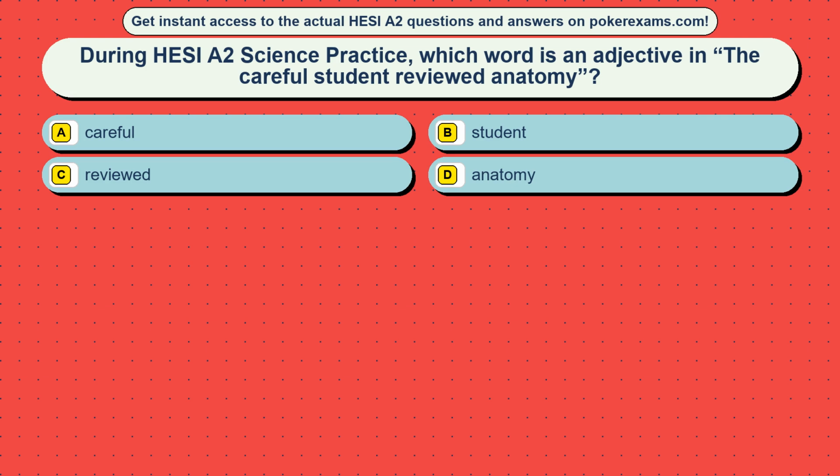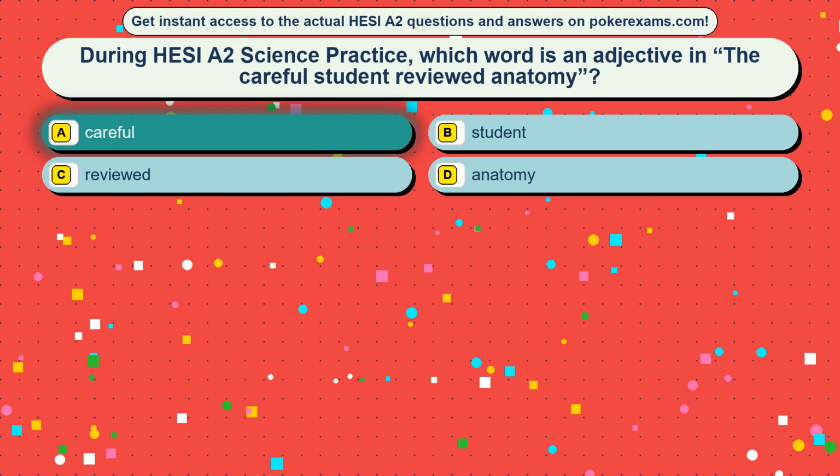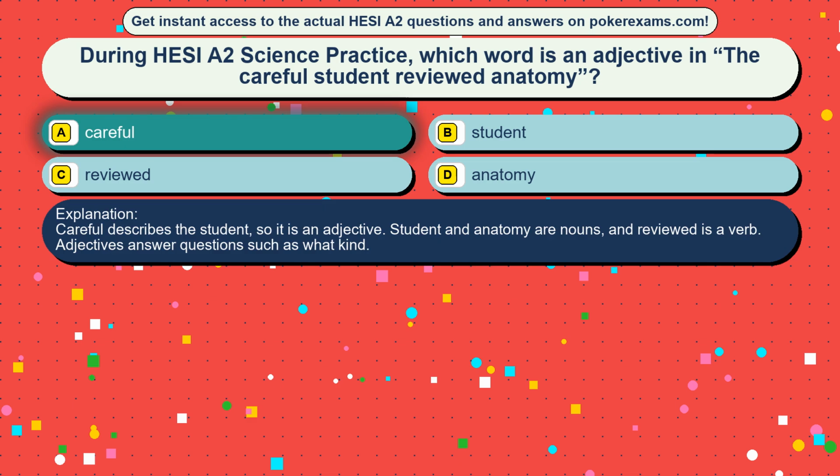Question 1. During HESI A2 Science Practice, which word is an adjective in "the careful student reviewed anatomy"? Option A, careful. Option B, student. Option C, reviewed. Option D, the anatomy. The correct answer is option A, careful. Careful describes the student, so it is an adjective. Student and anatomy are nouns, and reviewed is a verb. Adjectives answer questions such as what kind.